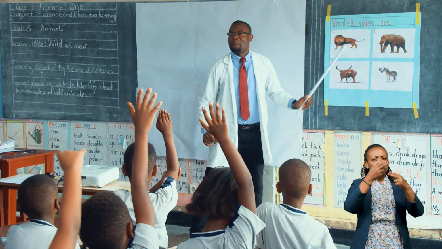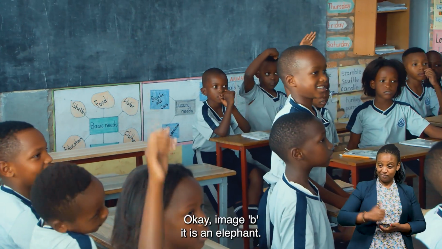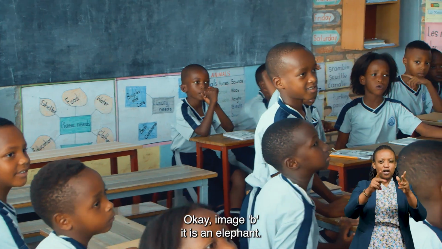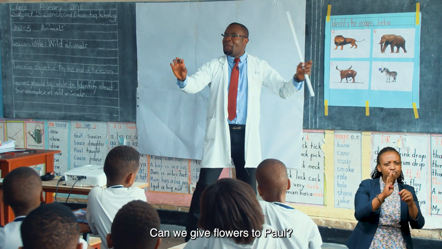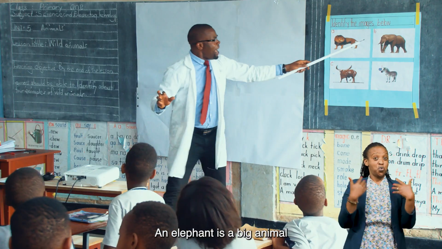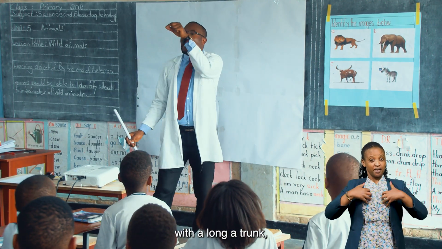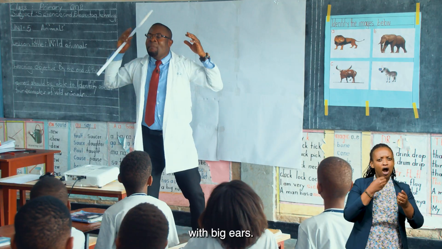Who can identify image B? Yes, Paul. Okay, image B, it is an elephant. Can we give flowers to Paul? Wow. An elephant is a big animal with a long trunk, with big ears.